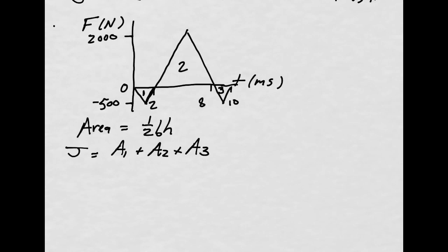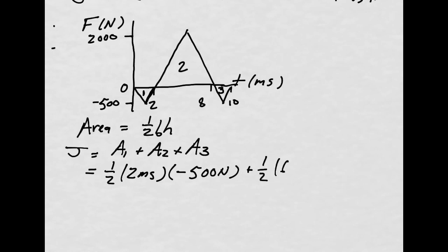So, area 1. We have 1/2. Our base is 2 milliseconds. Our height is negative 500 newtons. Make sure we keep our negative sign because it's below the x-axis. And then our second area is 1/2. Our base is from 2 to 8, which is 6 milliseconds.